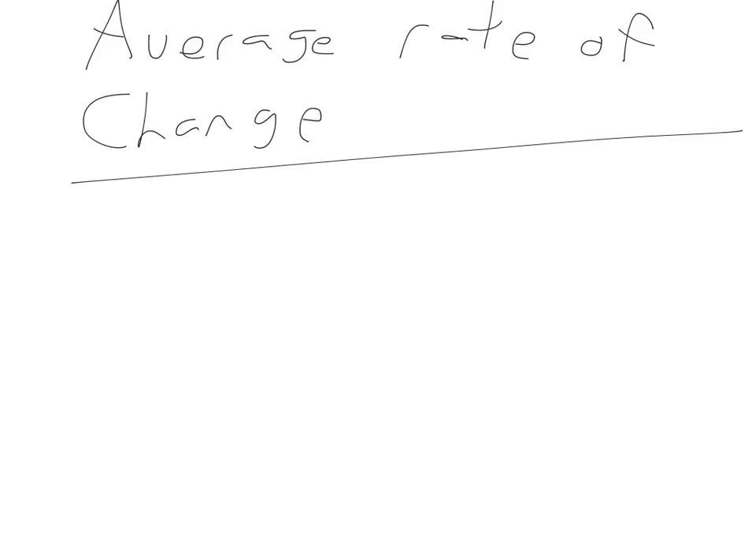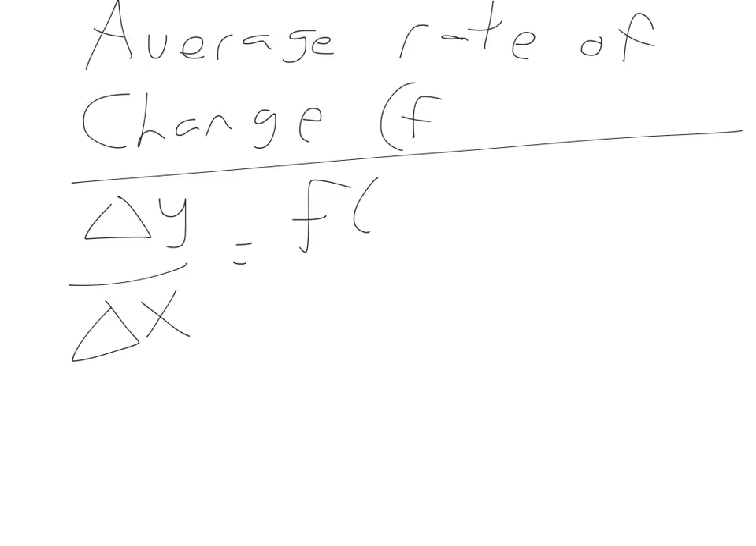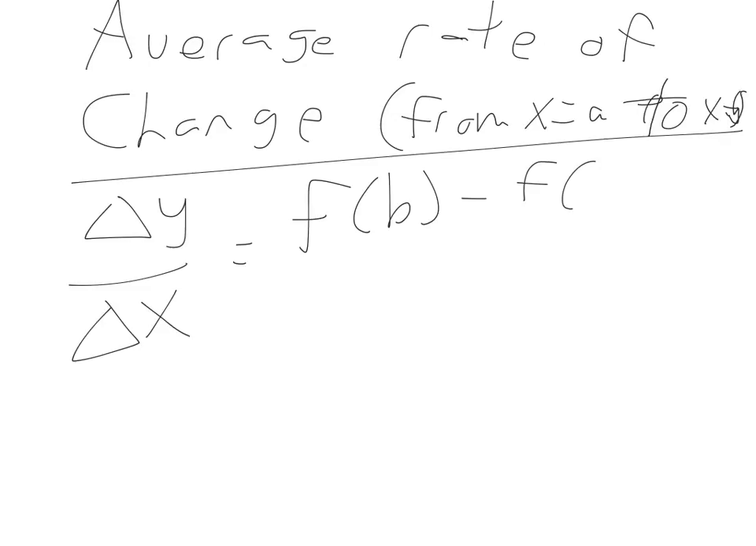Alright. This is equal to the change in y over the change in x, something you've known about since Algebra 1. This is from x equals a to another value, x equals b. It's equal to f of b minus f of a all over b minus a. That's the average rate of change.